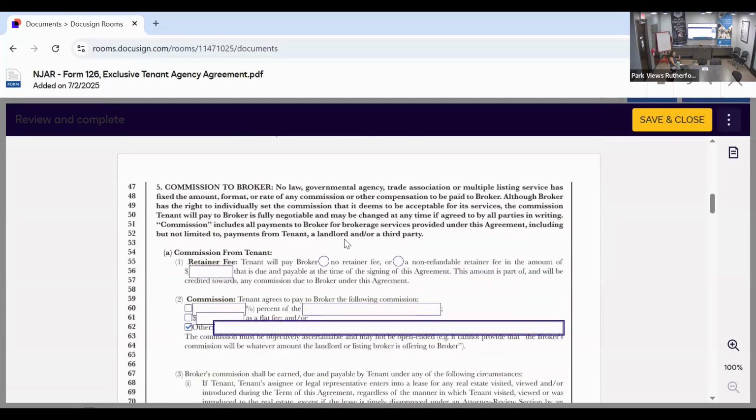Now I'm gonna show you something everyone misses. Line 51 and 52 says commission includes all payments to broker for brokerage services provided under this agreement, including but not limited to payments from tenant, landlord, or third party. So it states already that the tenant, the landlord, or a third party can pay commission. It doesn't necessarily mean the tenant is paying commission, or the buyer is paying commission. It can come from any of these parties. So please stop writing seller pays commission. It is not allowed on these documents. I will reject it. It's been nearly a year.